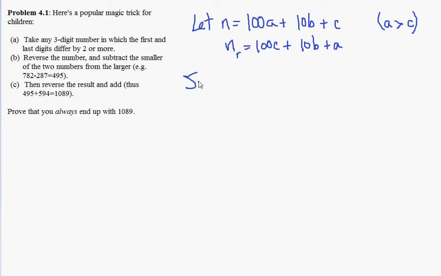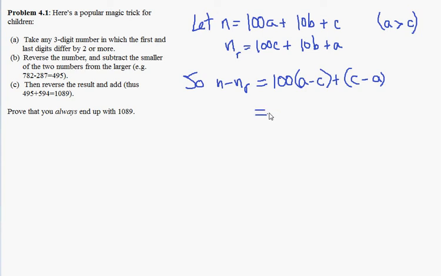So when we subtract, we get n minus n sub r will be equal to 100 times (a minus c) plus (c minus a). So that is the answer that we get. Now notice that what we have written down here on the screen is not in base 10. A minus c is going to be a positive number, but c minus a is a negative number, so that's not in base 10 form yet.